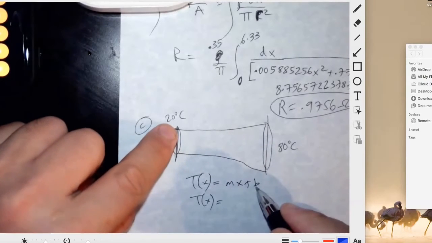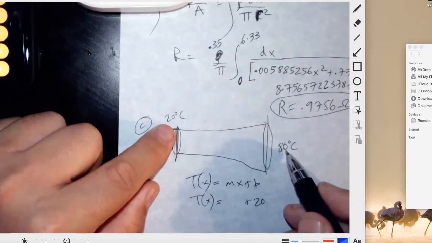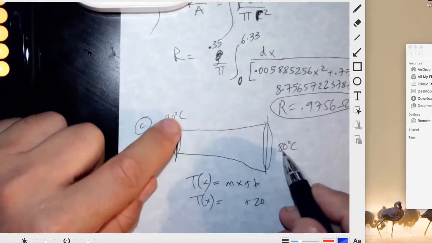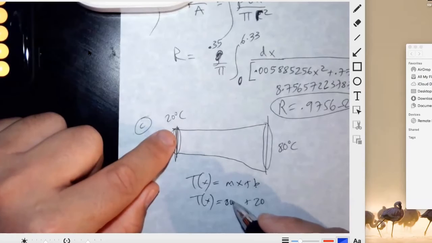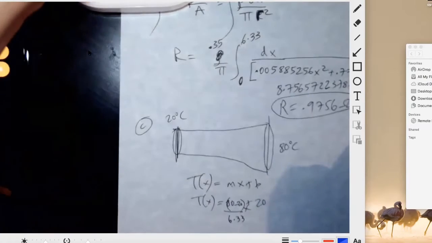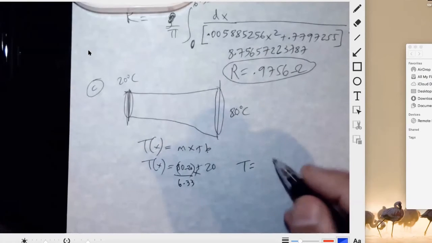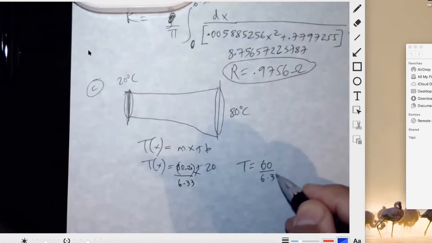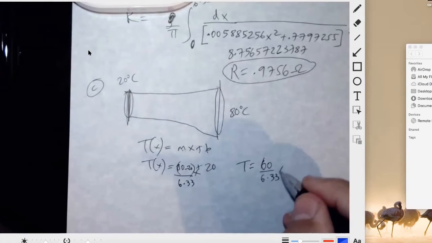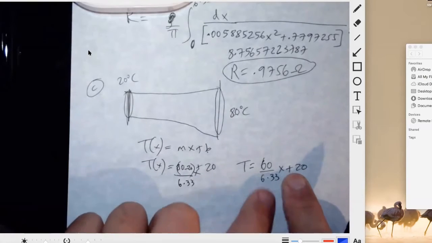b would be the initial temperature, which is 20. And then what would the slope be? m would be the difference in the temperature, 80 minus 20, over the length, 6.33. So that's just basic rise over run. The temperature is increasing by 60 Celsius. So you have 60 over 6.33 x plus 20. So when the x is 0, then the initial temperature is 20.